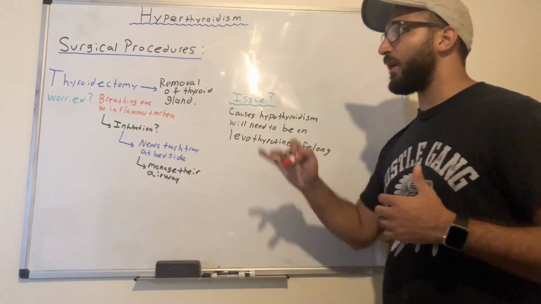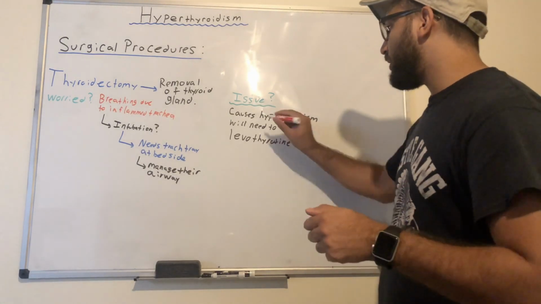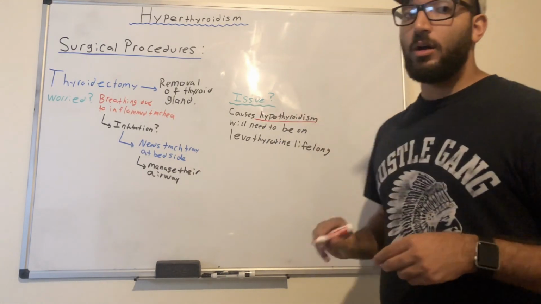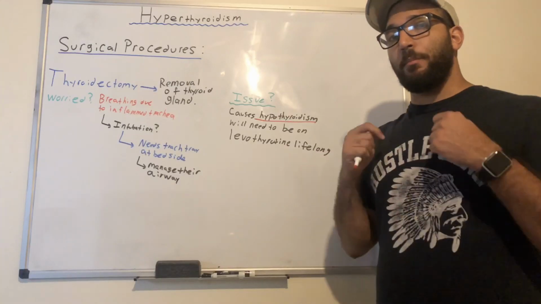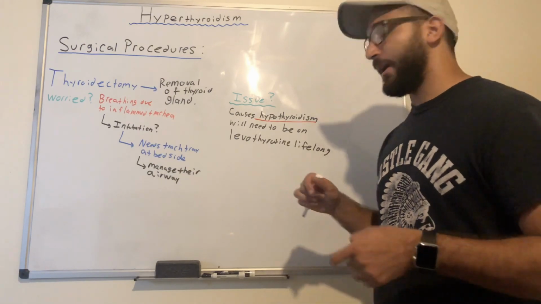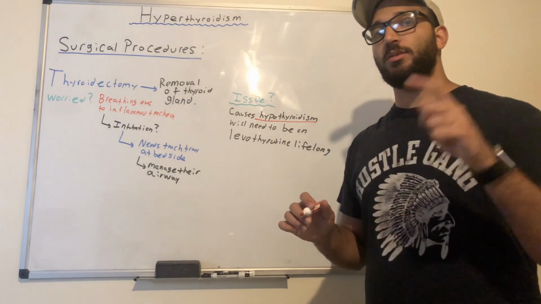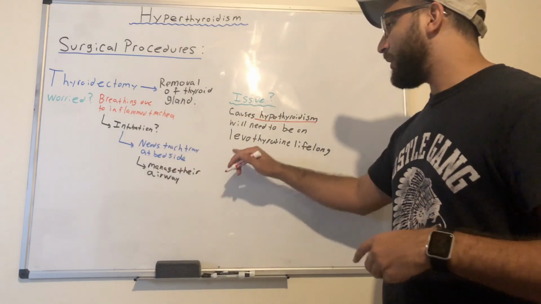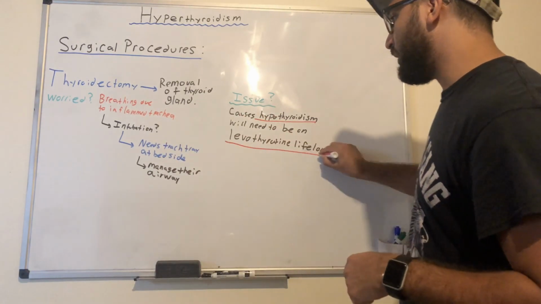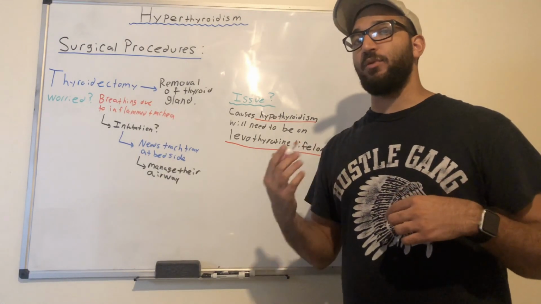So the issue behind a thyroidectomy is that it can cause hypothyroidism. Since we're completely removing the patient's thyroid gland, it could throw a patient into hypothyroidism. So from hyper to hypo. Now the patient will be on lifelong levothyroxine to regulate the amount of T3, T4 hormone.